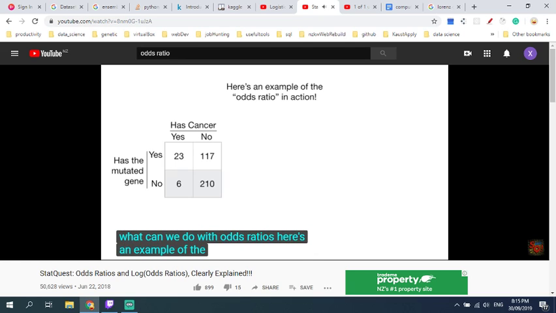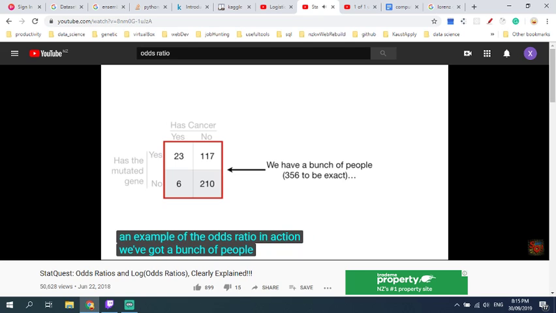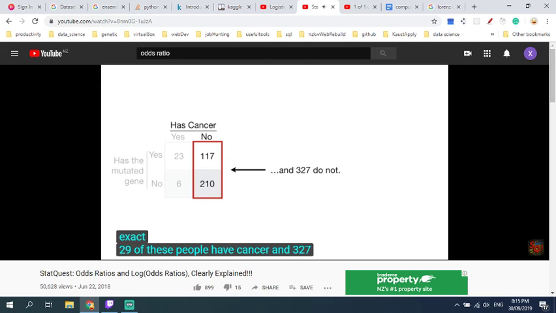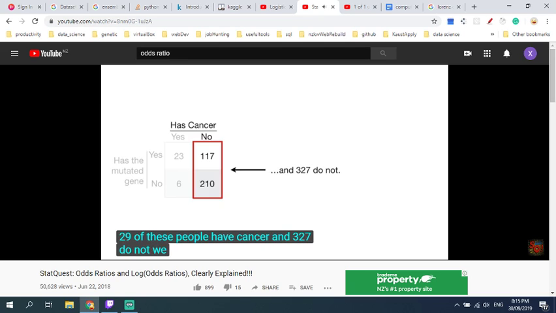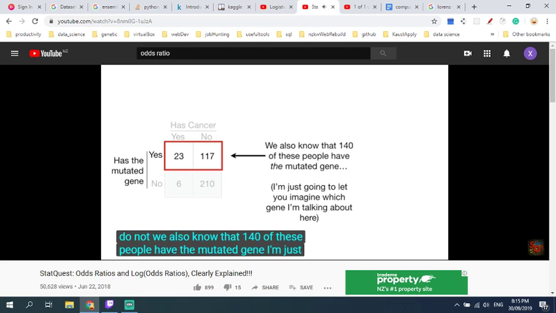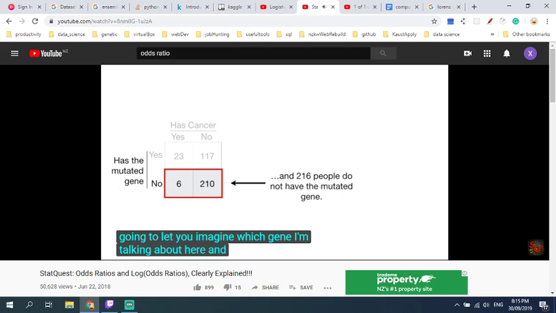Great! Now that we've got that cleared up, what can we do with odds ratios? Here's an example of the odds ratio in action. We've got a bunch of people, 356 to be exact. 29 of these people have cancer, and 327 do not. We also know that 140 of these people have the mutated gene. I'm just going to let you imagine which gene I'm talking about here. And 216 people do not have the mutated gene.